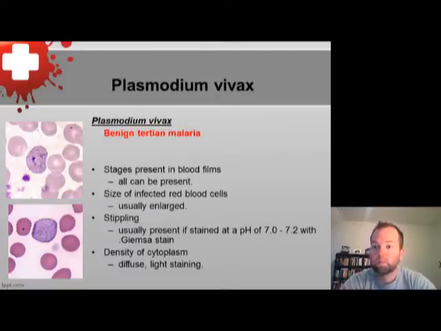The size of the infected red blood cell is typically enlarged with Plasmodium vivax, and in the developing young trophozoite, as we see here in the upper image, you can see the irregularity in the shape of the trophozoite. Stippling is usually present at a pH of 7 to 7.2 using a Giemsa stain, and in the more developed trophozoite, like we can see in the bottom image here, the density of the cytoplasm is diffuse and therefore results in light staining.